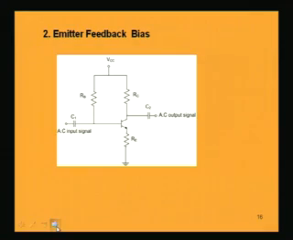Now, another circuit for biasing the transistor is emitter feedback bias. Here the emitter has a resistance. Why it is called feedback we will discuss again later, but for the time being this is the circuit which is emitter feedback bias. The difference between the earlier fixed bias circuit and this circuit is that there is an emitter resistance, that is the difference, the other part is the same.